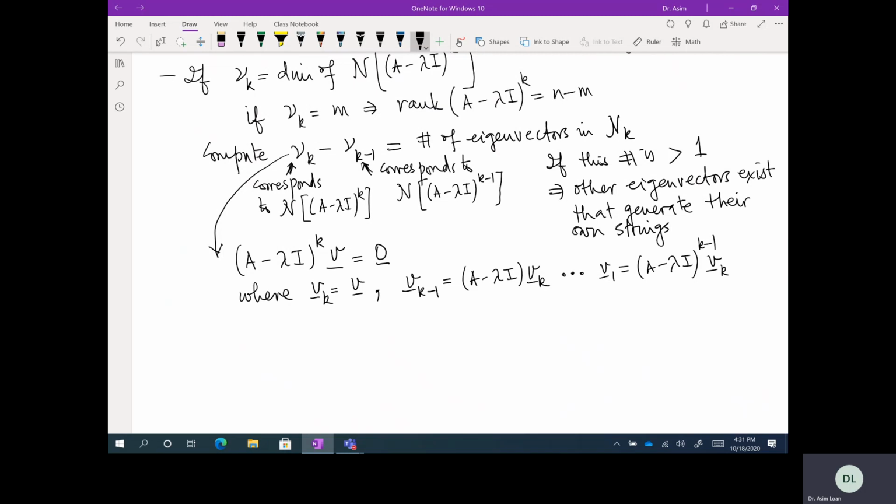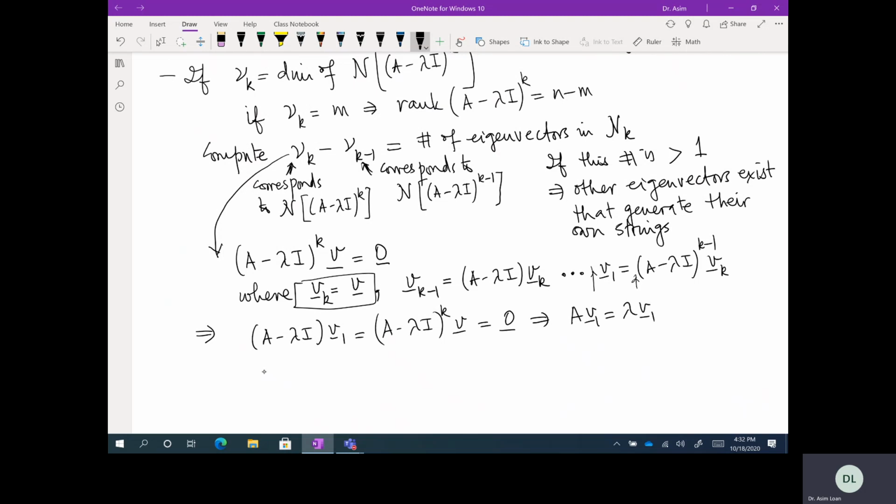vk or v, it's one and the same thing. So this implies (A minus lambda I) v1. If I multiply A minus lambda I here, this is simply equal to (A minus lambda I)^k vk, or just v. v or vk is one and the same thing, because vk is equal to v, is equal to 0. From this equation, this implies A v1 equals lambda times v1.